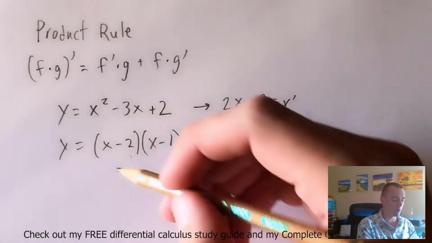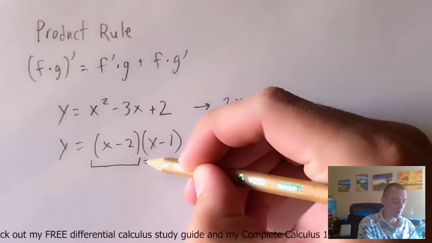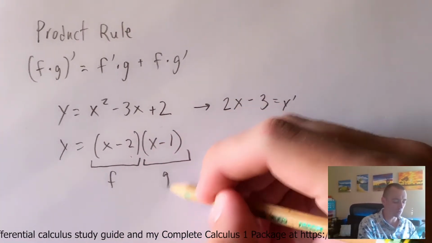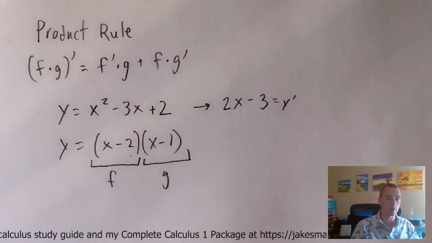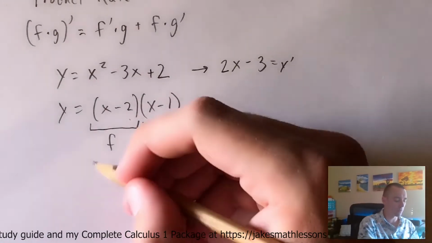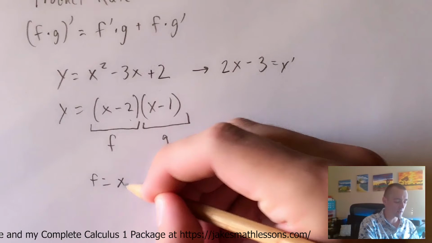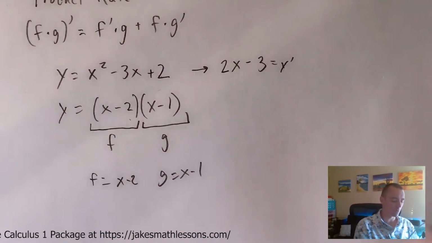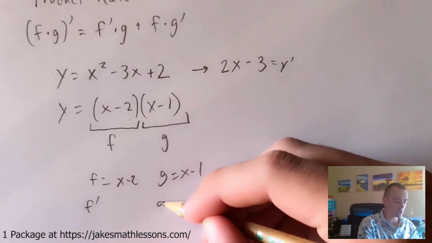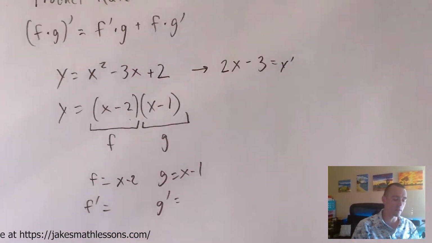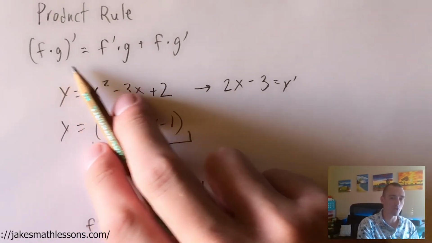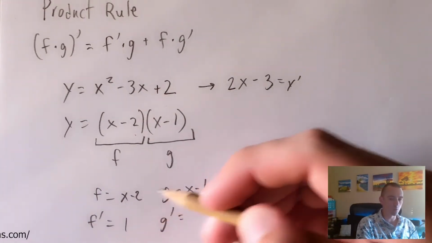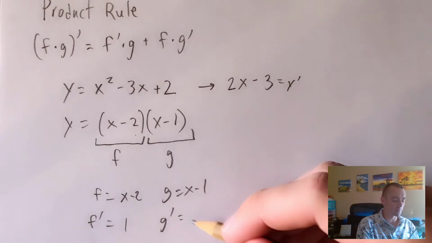And now look what we have. We have the product of two things. We have this thing times this thing. So we can use the product rule by saying that one of those is f and the other one is g. So if we're going to say f is x minus 2 and g is x minus 1, then we find f prime and g prime in order to apply the product rule, which again, I've written the formula for right up here. We would get the derivative of x minus 2 is just 1, and the derivative of x minus 1 is also 1.